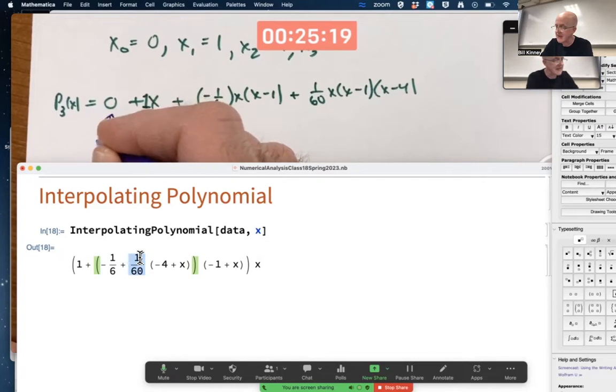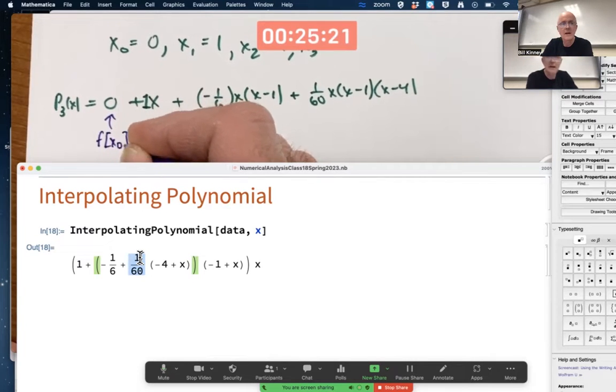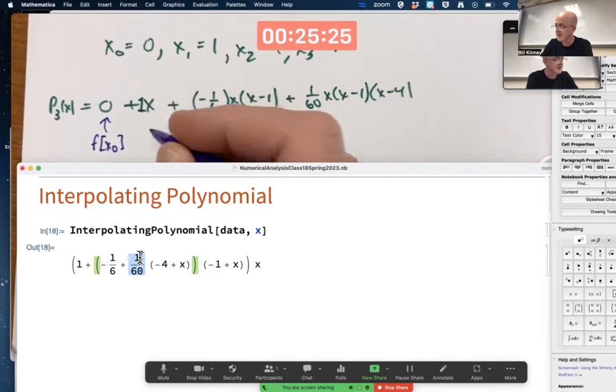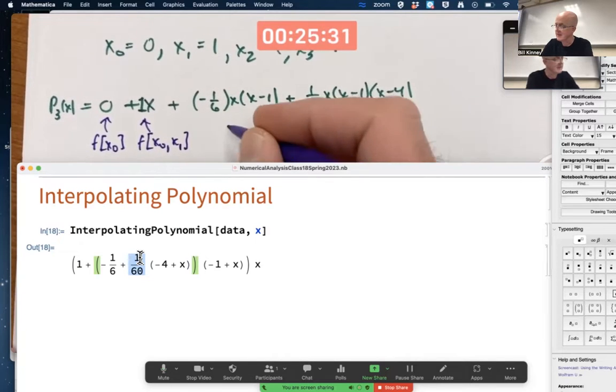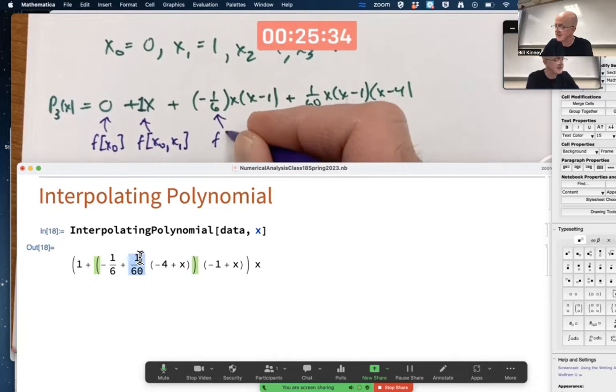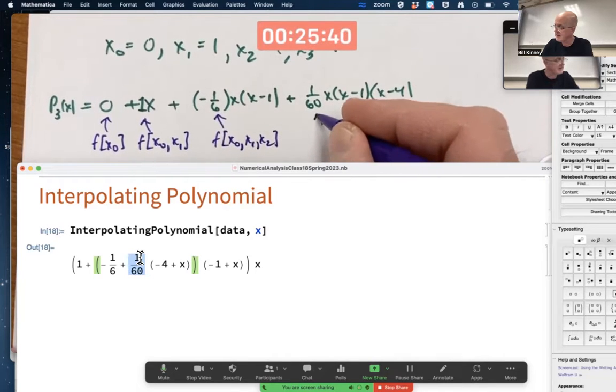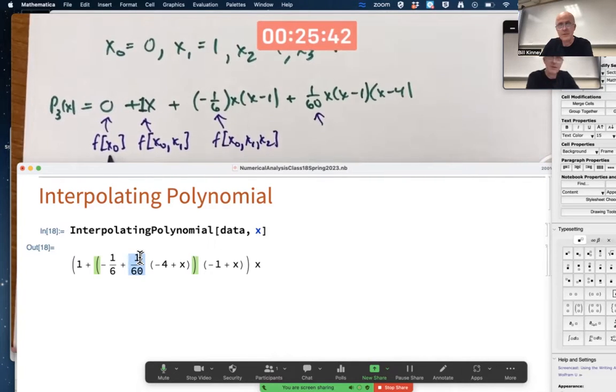The 0 is f of x0. It is f of 0. The 1 is the divided difference f of x0 comma x1. The negative 1/6 is the divided difference f of x0 comma x1 comma x2. And the 1/60th is the, let's see, that's a 0th, first, second. This will be a third divided difference, f of x0, x1, x2, x3.